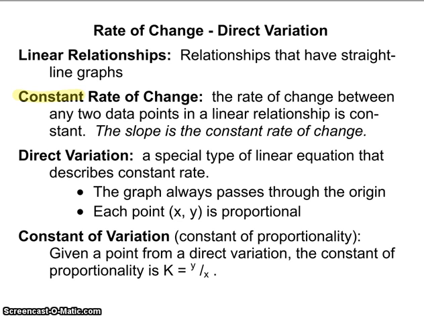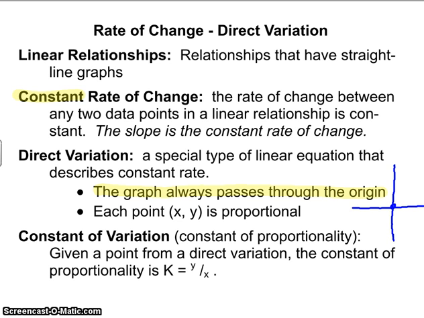Then we have direct variation. Direct variation is a type of linear equation. So certainly if you were to plot some information from a table, you would get a straight line. However, for a direct variation, you want to remember this: the graph has to pass through the origin. Now when I say the origin of a graph, keep in mind you have your y-axis and your x-axis.